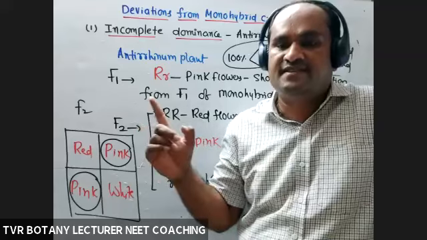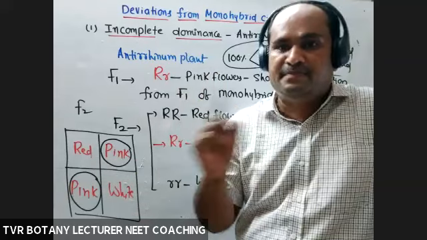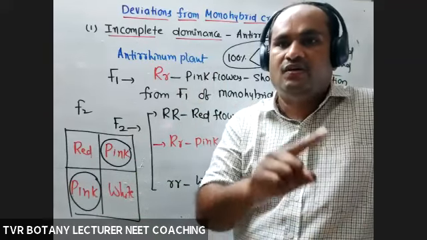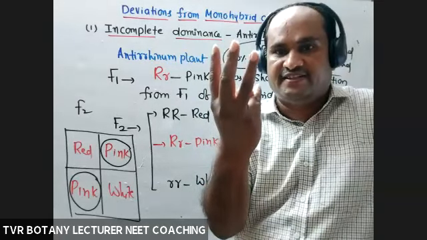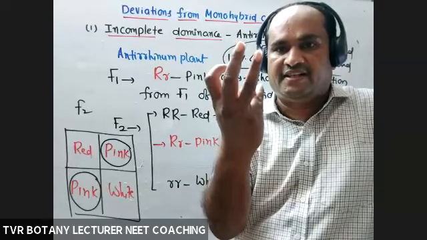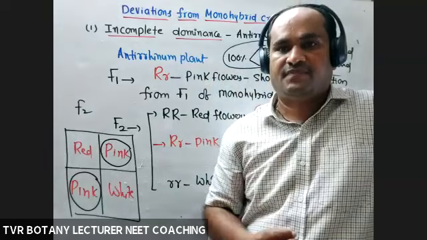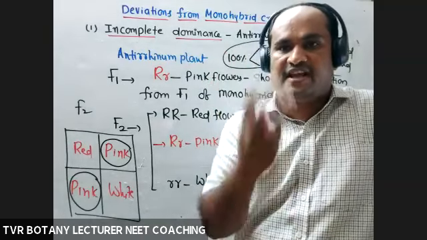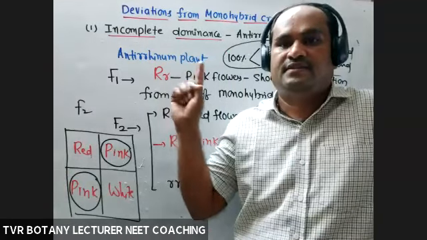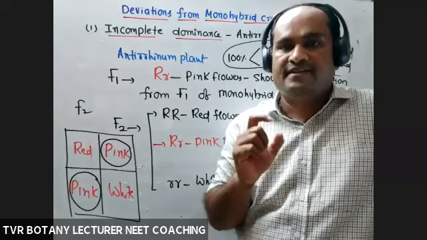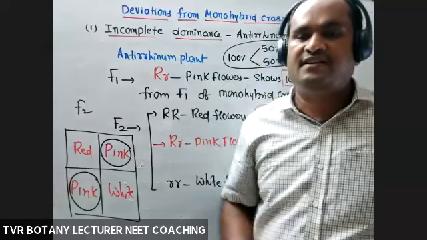Parental combinations, parents, red, white. Okay, so pink is in between red and white. So number of kinds of phenotypes, 3 kinds. Dominant, red. Next, incomplete dominance, pink color. Last one, recessive. Number of kinds of phenotypes, 3, right? That's why the ratio is 1:2:1. Is it clear? Right?